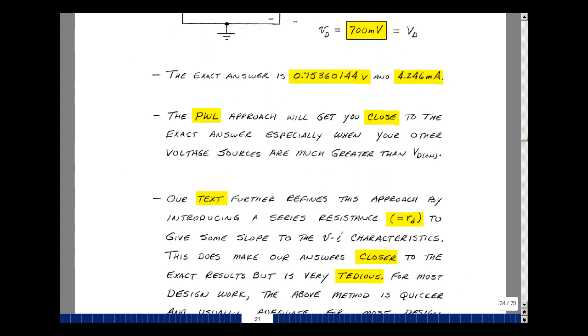So this piecewise linear approach will get you close to an exact answer using just some of the techniques we learned in ECE 201 and 202. The result will be pretty good if the voltage sources in your circuit are much bigger than VD on.